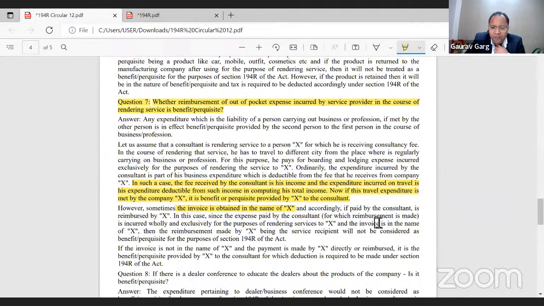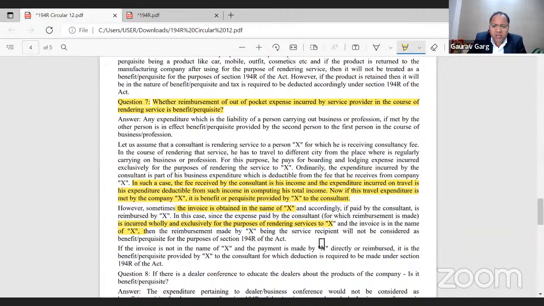And accordingly, if paid by the consultant, it is reimbursed by X. In this case, since the expense paid by the consultant for which reimbursement is made is incurred wholly and exclusively for purposes of rendering of service to X, and the invoice is in the name of X, then the reimbursement made by X, being the service recipient, will not be considered as benefit or perquisite for the purpose of section 194R of the Act. So if the invoice is in the name of the client and then reimbursement is happening, then no TDS.